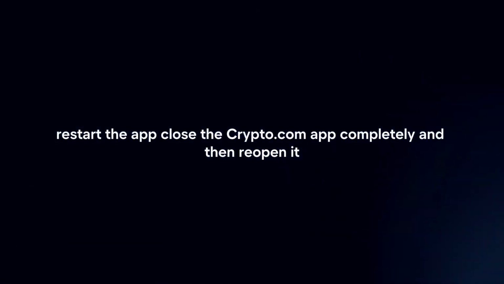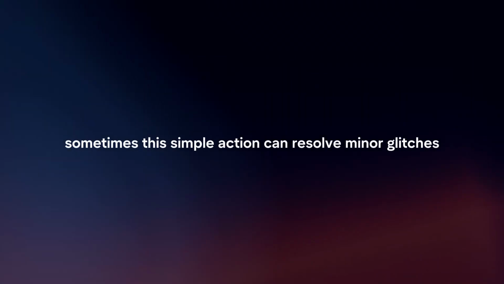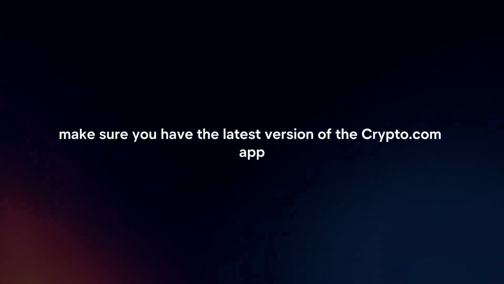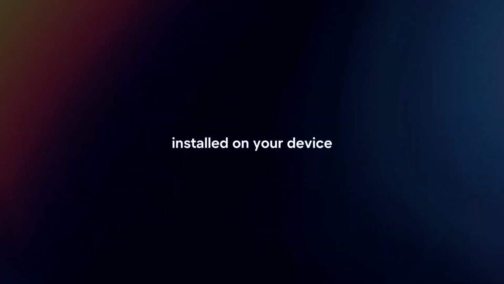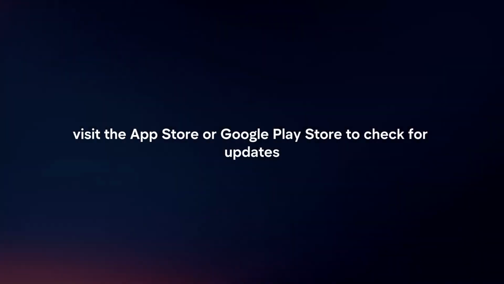Restart the app. Close the Crypto.com app completely and then reopen it. Sometimes this simple action can resolve minor glitches. Update the app. Make sure you have the latest version of the Crypto.com app installed on your device. Visit the App Store or Google Play Store to check for updates and install them if available.